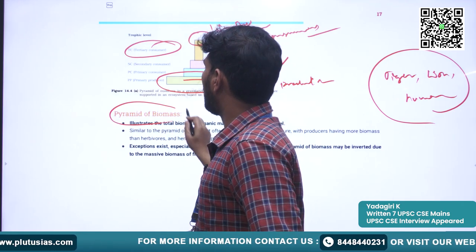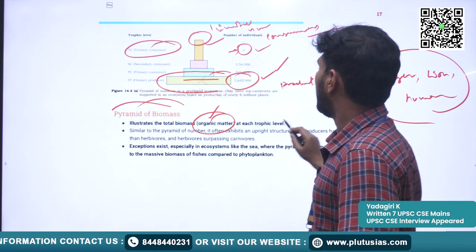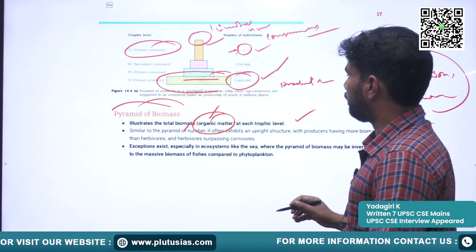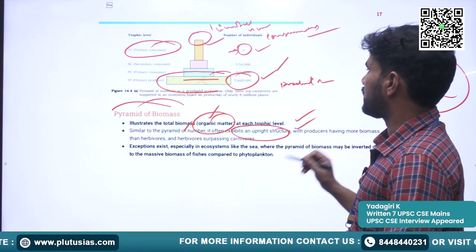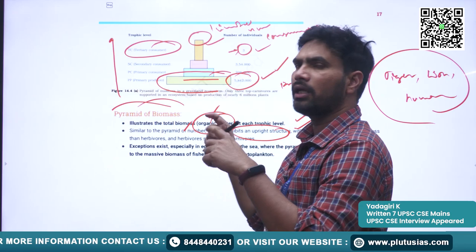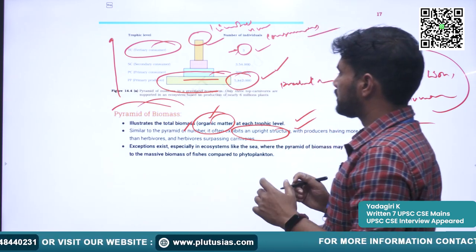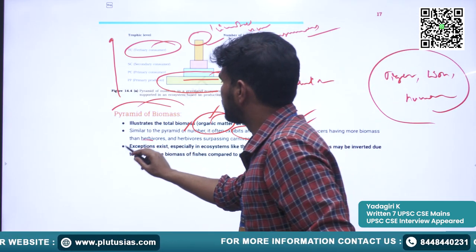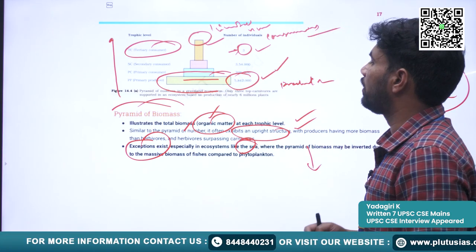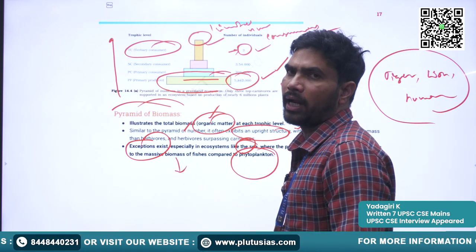Next is the pyramid of biomass. Basically, it illustrates the total biomass or organic matter at each trophic level. Similar to the pyramid of numbers, it often exhibits an upright structure. I mean, as we pass to the other trophic levels, the total units of energy will keep on decreasing. But sometimes there are exceptions, especially in ecosystems like the sea, where the pyramid of biomass may be inverted due to the massive biomass of fishes compared to phytoplankton, right?